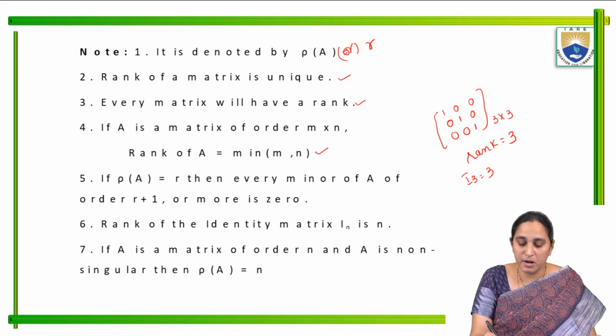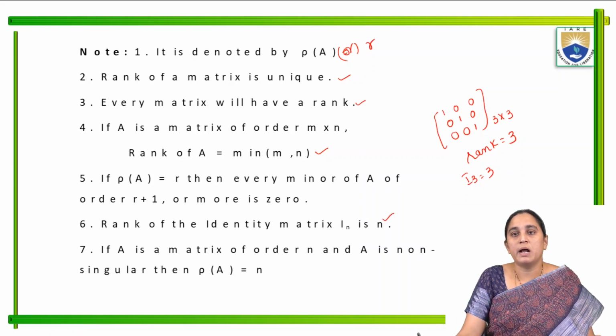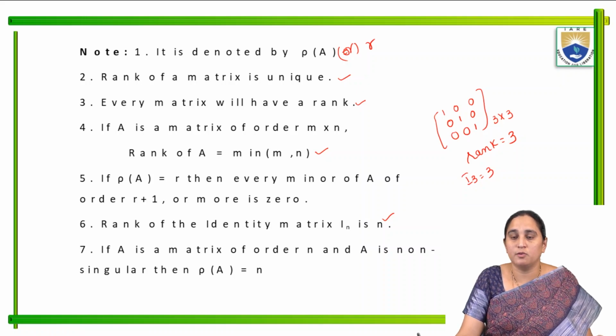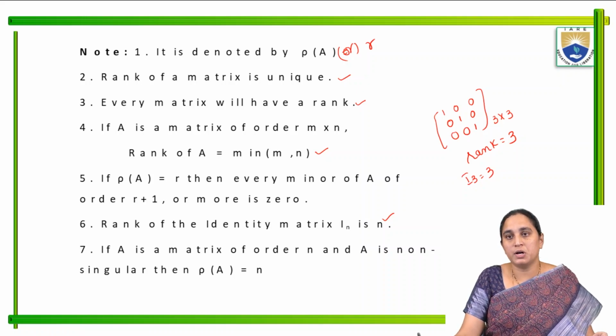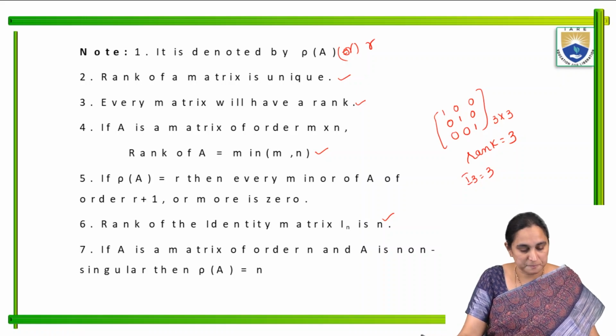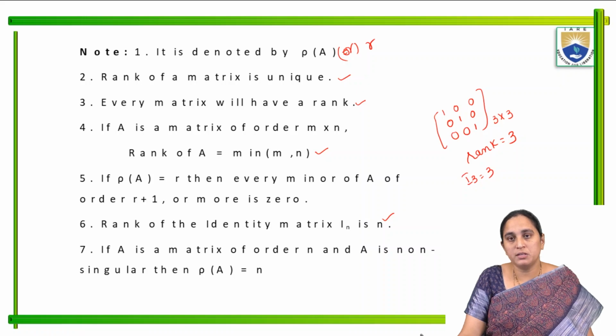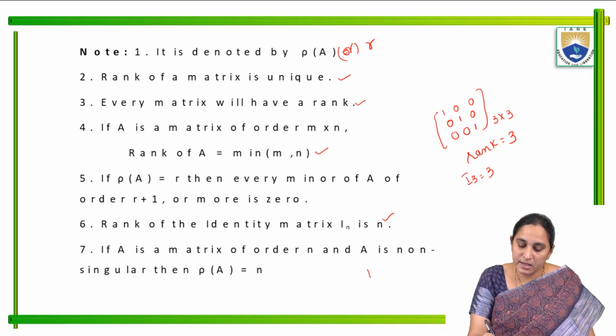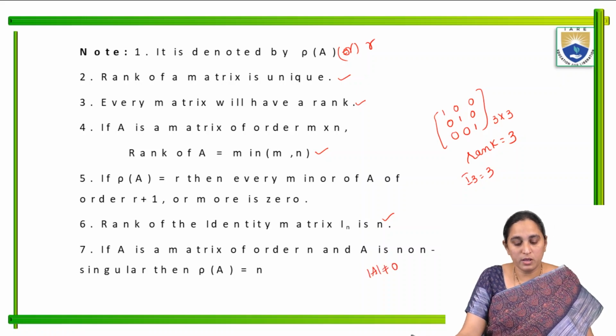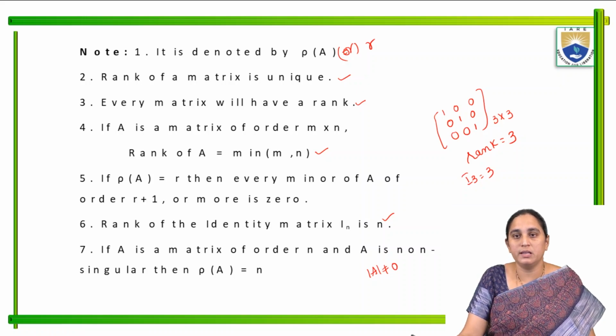For any identity matrix of order n, the order n is the rank of the given matrix, because the determinant value is always not equal to 0. So the corresponding order is the rank of a matrix. Next, the seventh point: if A is a matrix of order n and A is non-singular, then rank of A is equal to what? n. Non-singular means det A not equal to 0. For that case, the rank is equal to n.